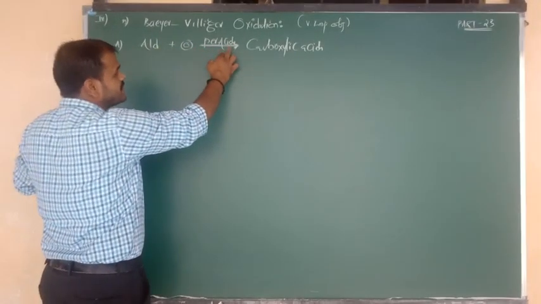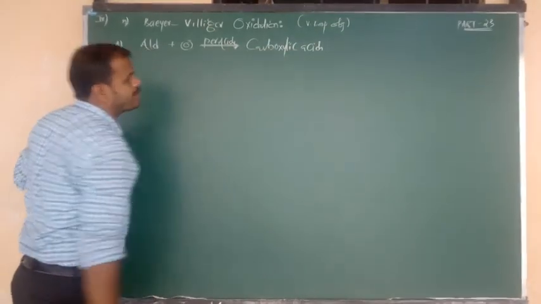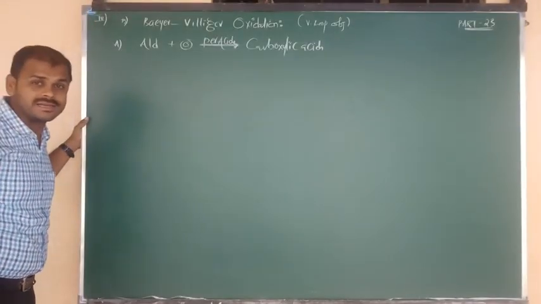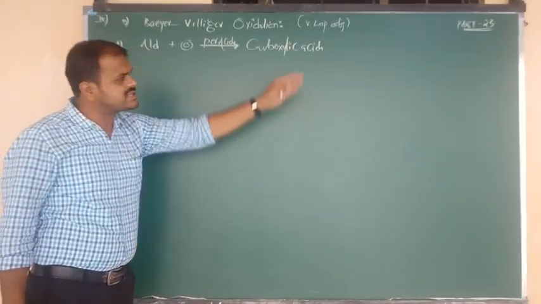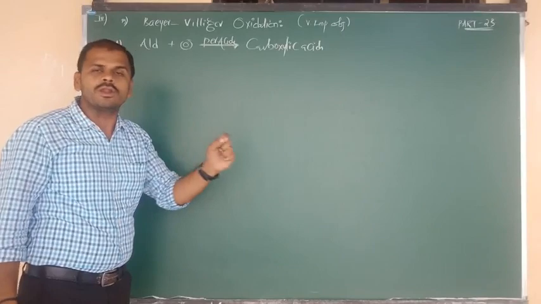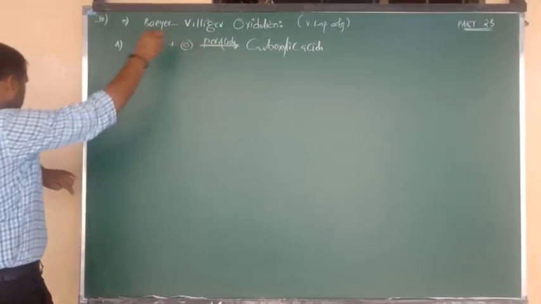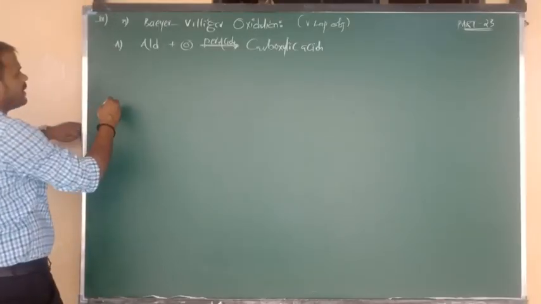Which acids? Carboxylic acids. So aldehydes upon oxidation with peracids give a product that is nothing but carboxylic acids. I will tell you, don't worry. So what is meant by peracids? I will give you a list of peracid compounds. Just try to remember the word peracid. Right, I am going to show you one example first.